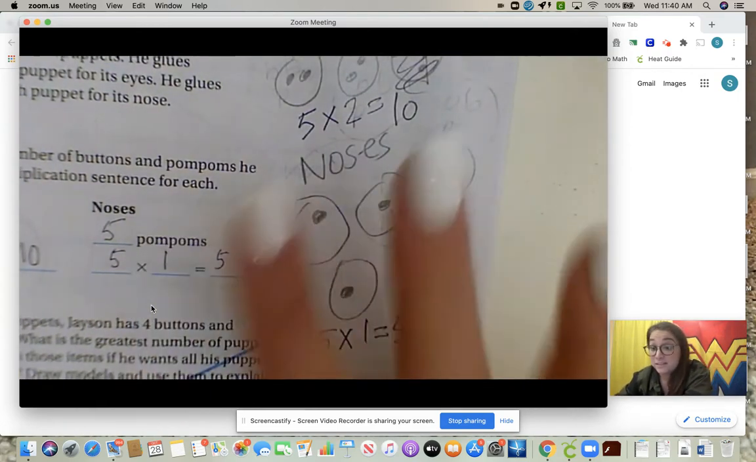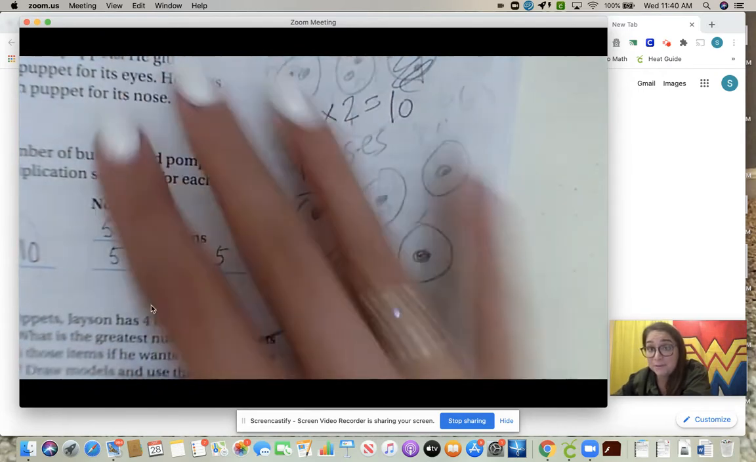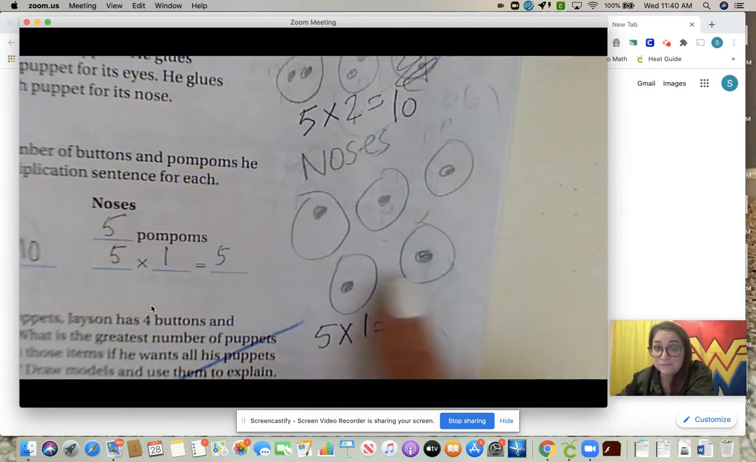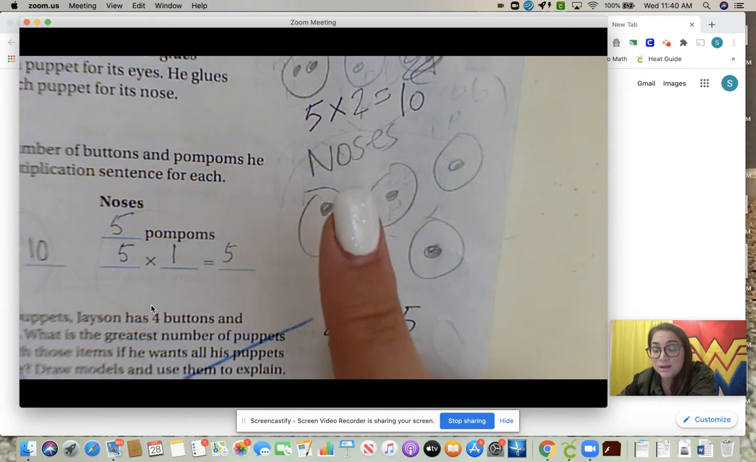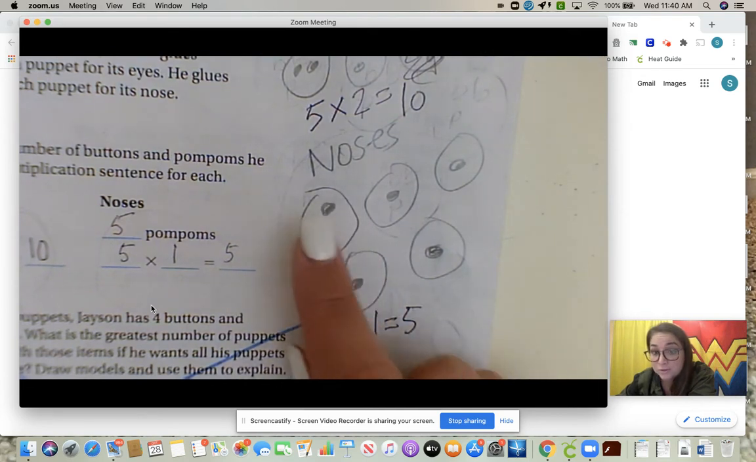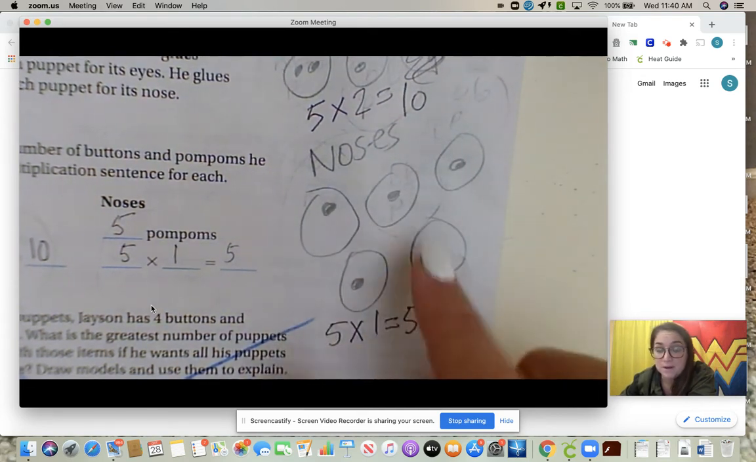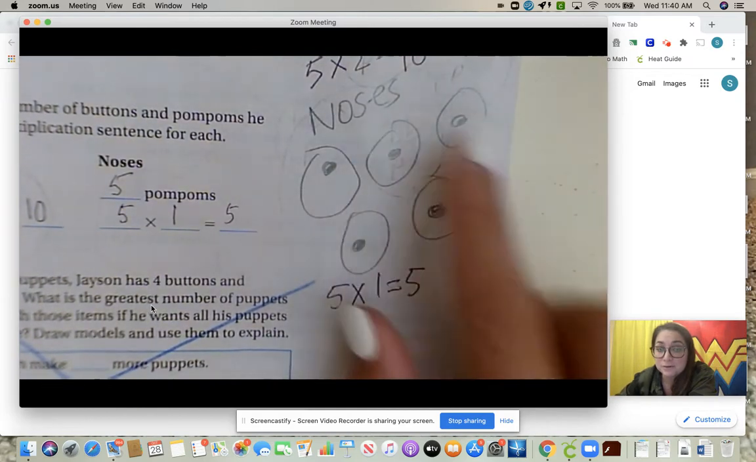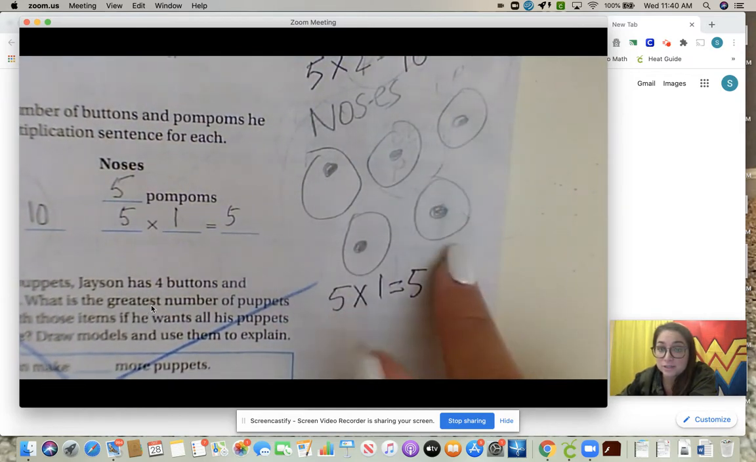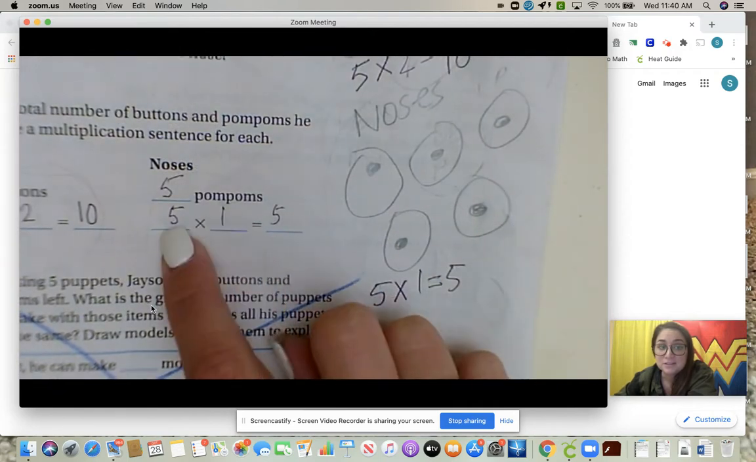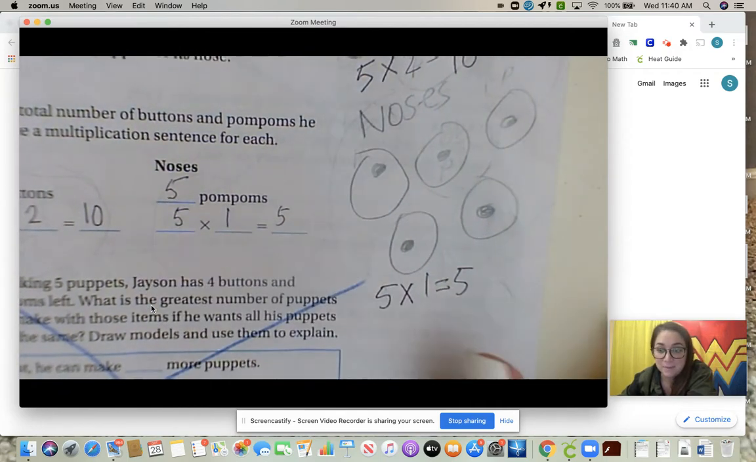Noses. It's still the same amount. There are still 5 puppets, so 1, 2, 3, 4, 5. Now you only have 1 pom-pom for their nose, so there's 1, 1, 1, 1, 1. So we have 5 groups with 1 in each group equals 5. So 5 times 1 equals 5 pom-poms.